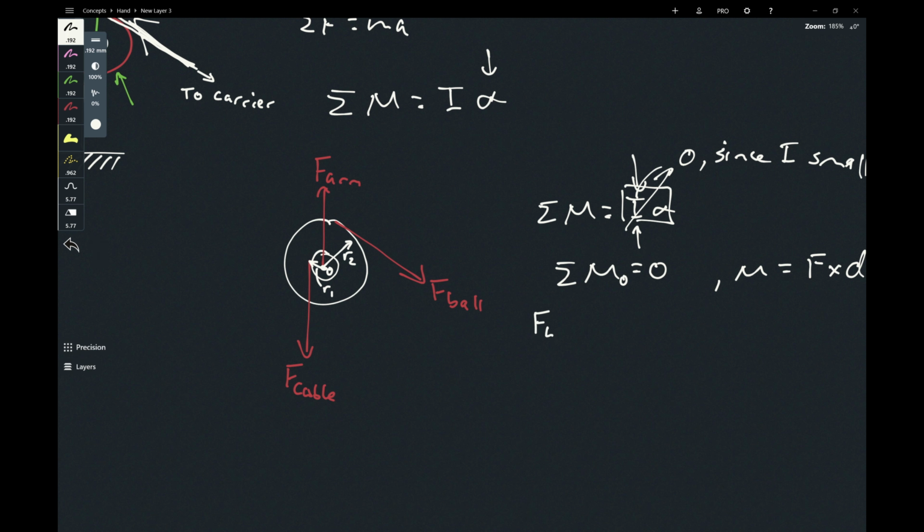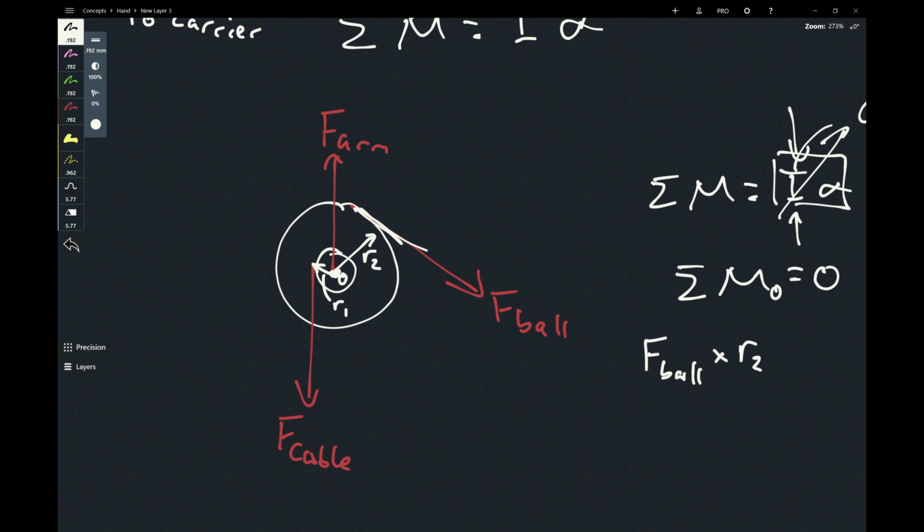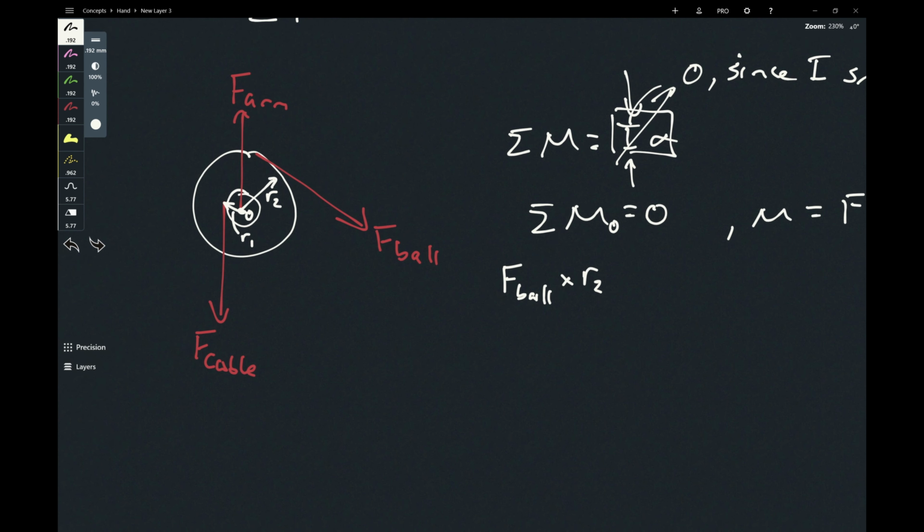So we have the force going down to the ball, multiplied by the distance that it's acting over, which is R2. So that's the distance from this force to the center point. And that is acting in a clockwise direction. So we'll just have that as being positive. It doesn't really matter which direction we pick as long as we're consistent. And then the other moment is created by this force that goes down to the ground. And that is acting in the opposite direction, so we'll have that as negative. That's causing this wheel to rotate counterclockwise. So that will be F cable times R1. And we know from up here that this is equal to zero.